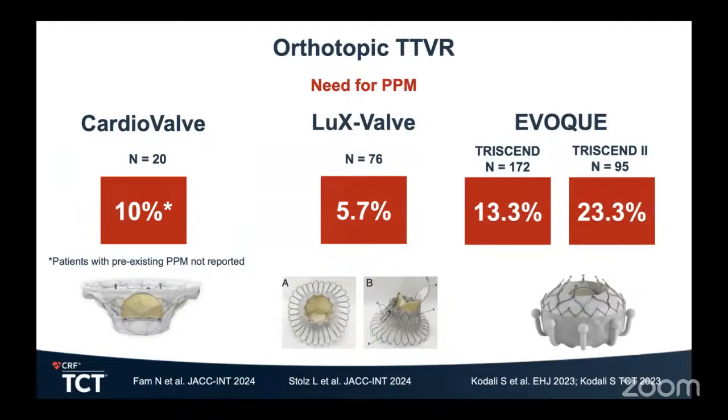So on the left, we have a 10% for CardioValve. 5.7 is what was reported for the Lux valve. There are several studies from China and from Europe. In any case, the rate of pacemaker is single digit. On the contrary, for the Evoque, this was the initial cohort of TRISCEND, and this is TRISCEND-2. I can tell you now we have the published data from TRISCEND-2, the randomized trial, and this figure is between 25 and 29%. So 1 every 3 patients, 3 or 4 patients necessitated a permanent pacemaker within 30 days.